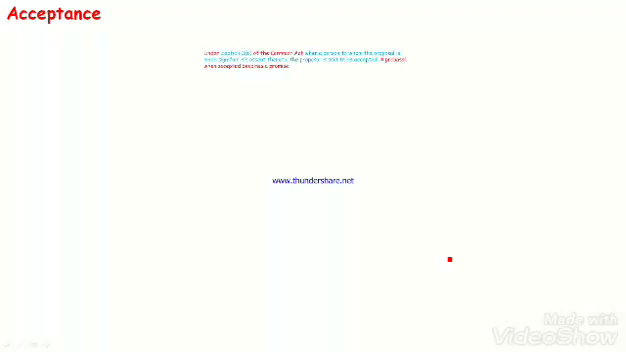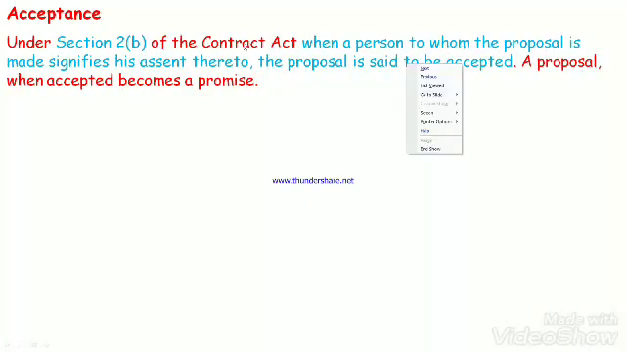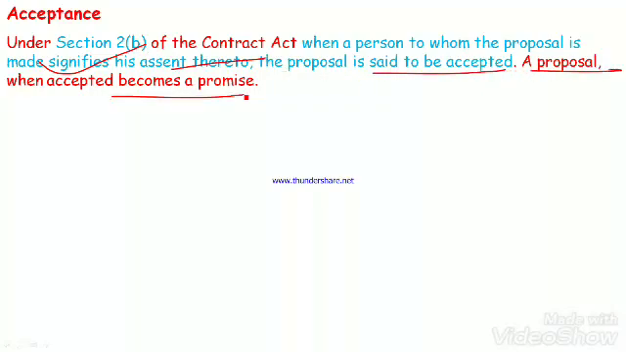Acceptance. Now let's talk about the concept of acceptance. Under section 2(b), acceptance has been defined in the Contract Act. When a person to whom the proposal is made signifies his assent thereto, the proposal is said to be accepted. A proposal when accepted becomes a promise. So whenever an offer has come to you and if you accept it, it will convert into a promise.